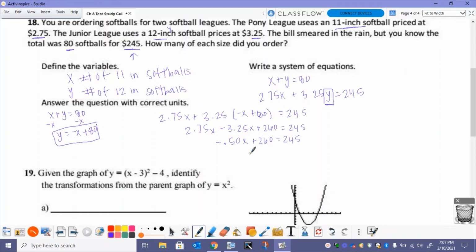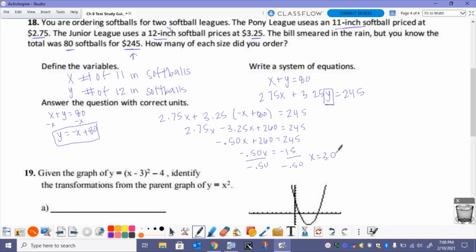And then we're going to subtract 260. So 245 minus 260 leaves us with negative 15. And then we're going to divide by negative 0.50. Right, so negative 15 divided by negative 0.50 gives us x equals 30.